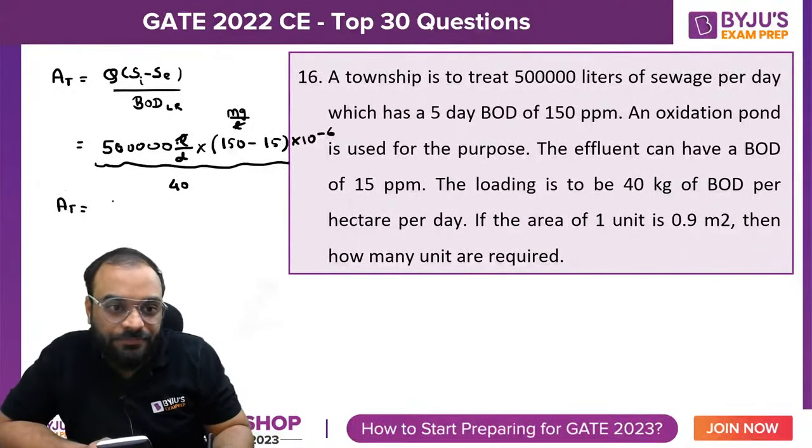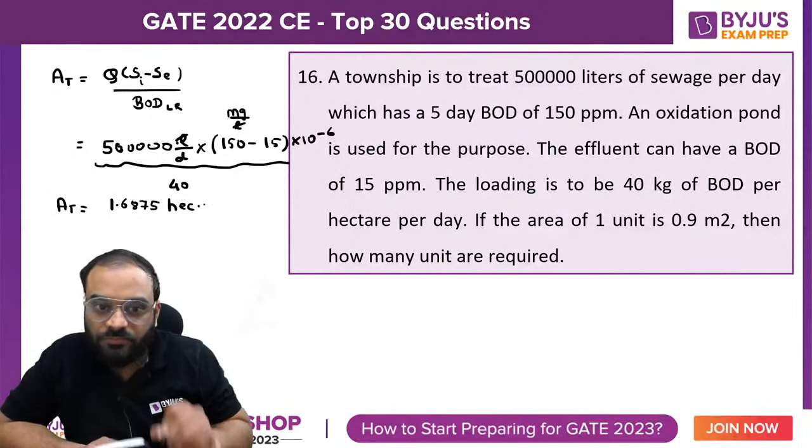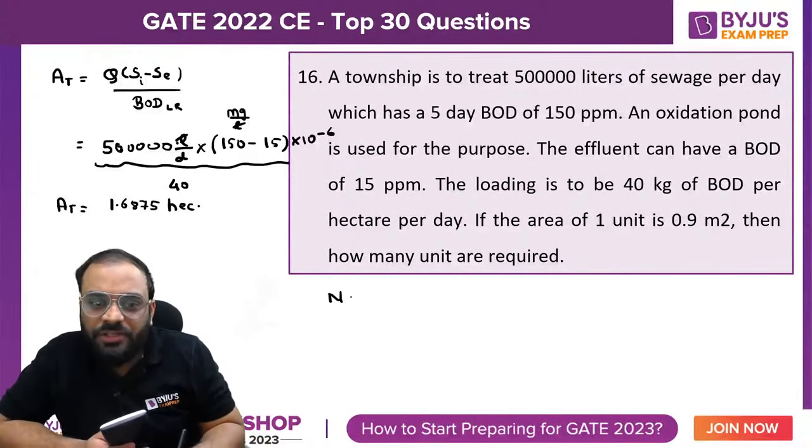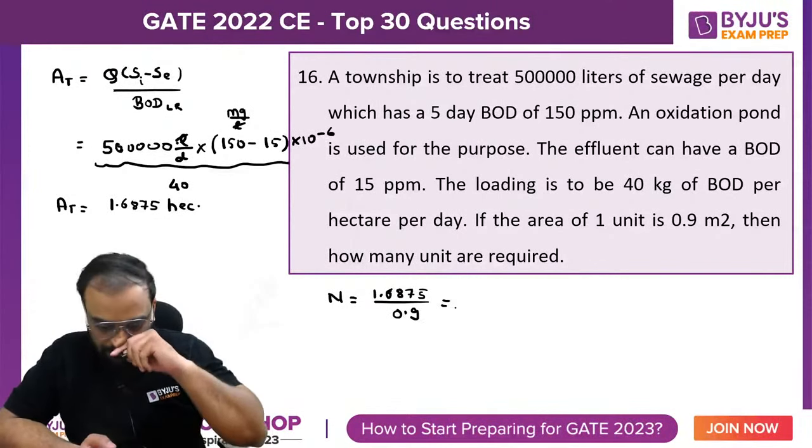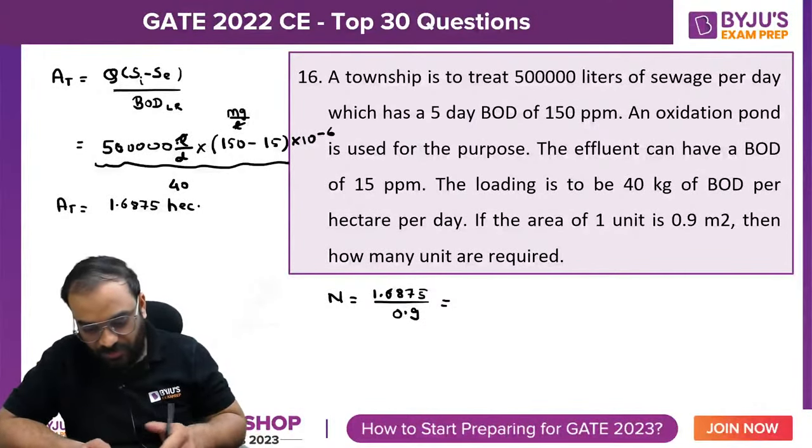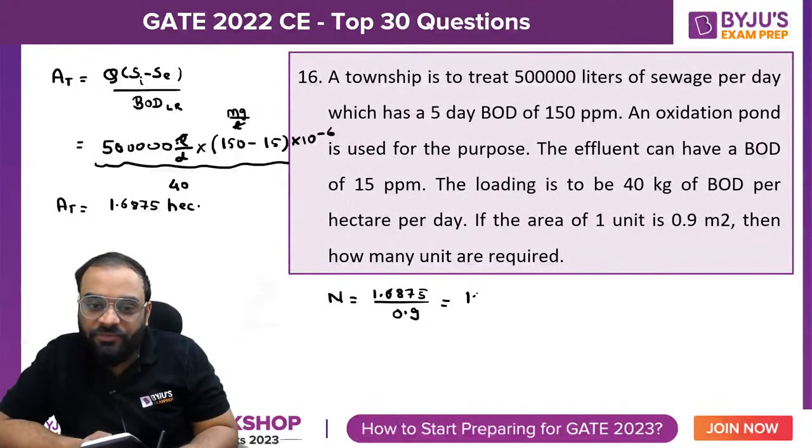One 1.6875 hectare, right? Now we need to calculate the number of units. 1.6875 divided by area of 1 unit, which we have 0.9. So we need 1.875 units, right? मगर ऐसी कोई यूनिट होती नहीं है तो 2 देना पड़ेगी.